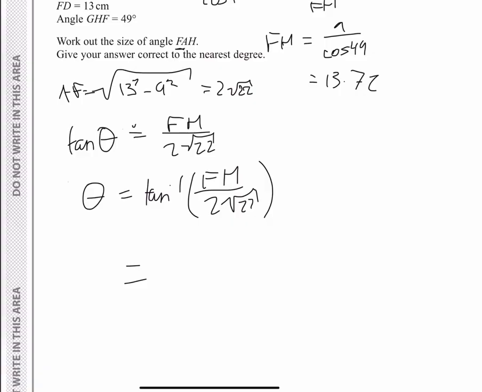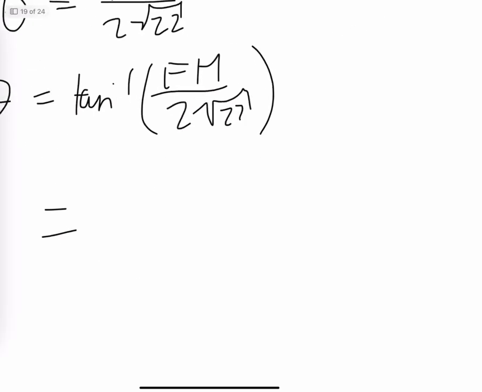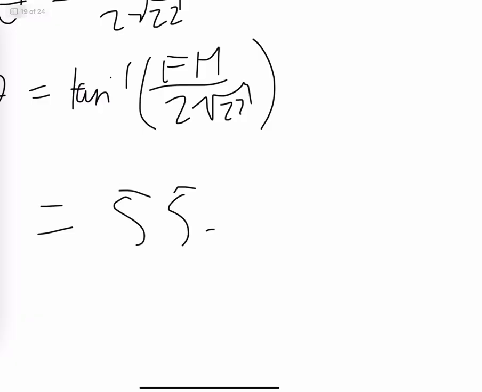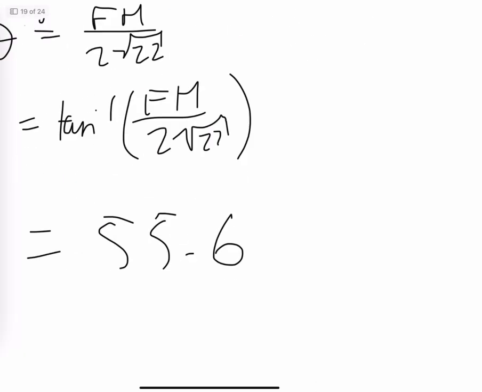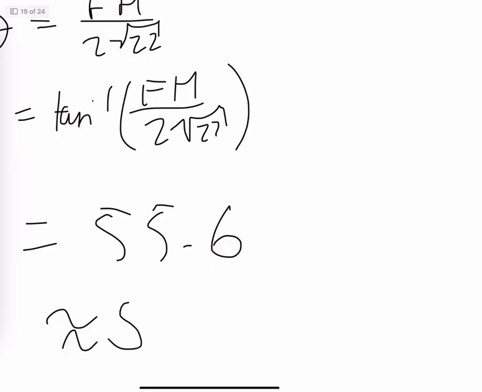So then you put that in, and what do I get? Wipe it all from my calculator, which is less helpful. Divided by 2 root 22, which gives me 55.6. How did they ask it? To the nearest degree, that's 56 degrees.